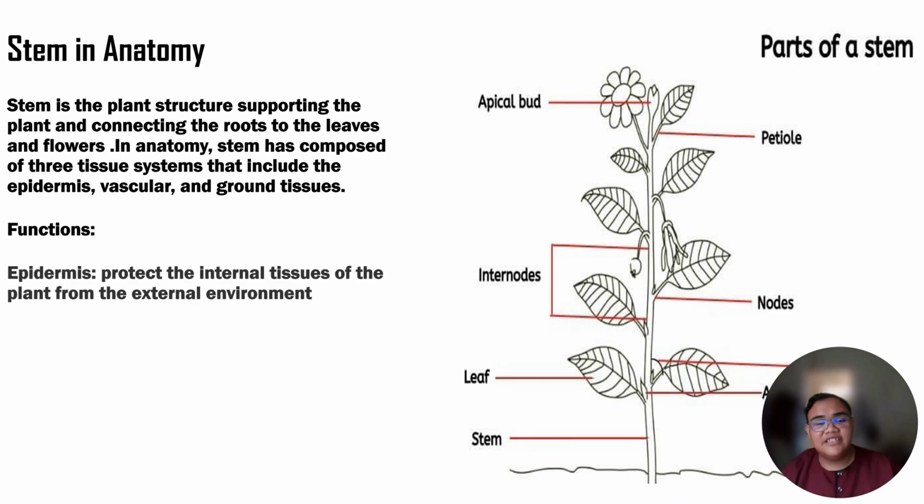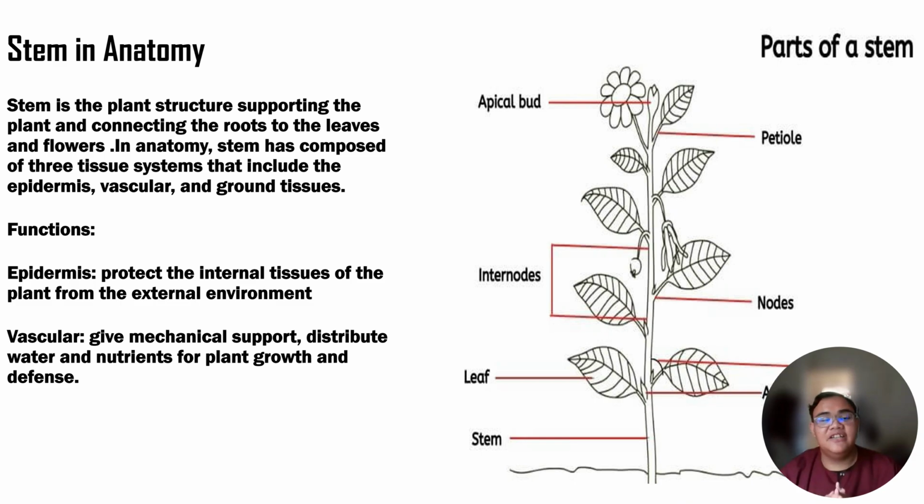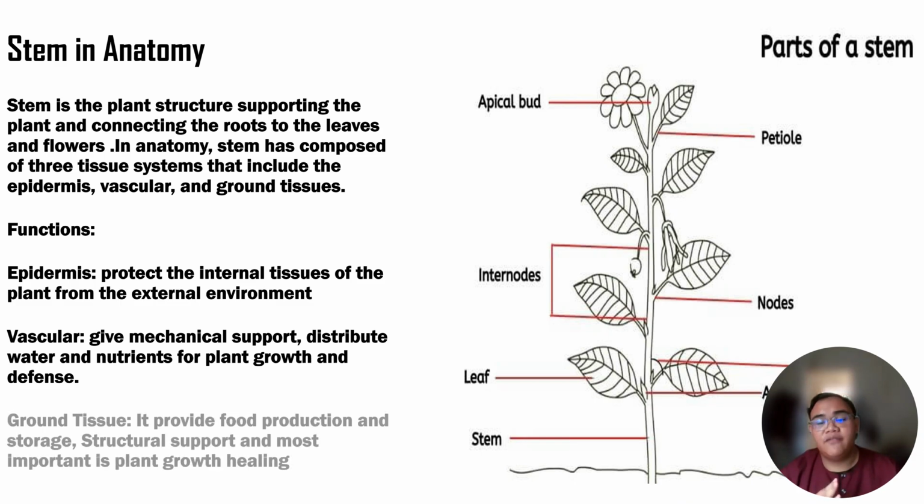So, the function is epidermis protects the internal tissue of the plant from the external environment. Vascular gives mechanical support, distributes water and nutrients for plant growth and defense. Ground tissue provides fruit production, storage, structure support, and most important is plant growth healing.